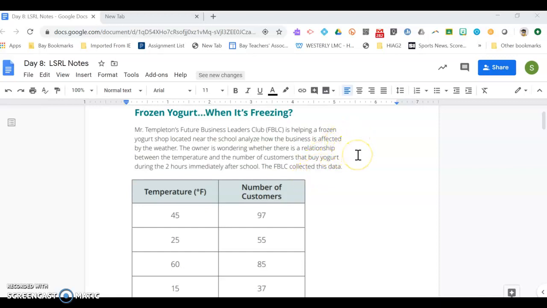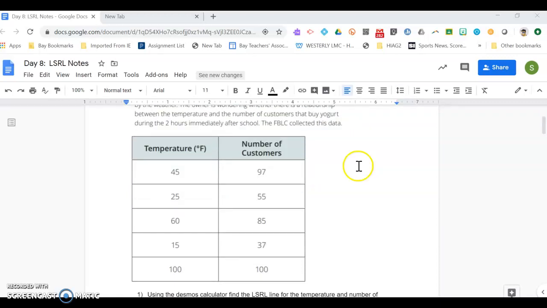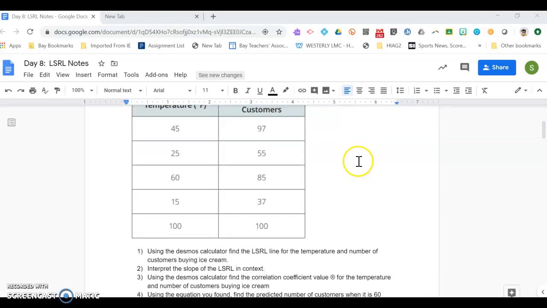The FBLC collected the following data. And what we're going to be doing is trying to figure out, all right, could I predict the number of customers based off the temperature? So we're going to be using a calculator on Desmos to help us find the least squares regression line so we can predict that. Then we're going to try to answer the following questions afterwards, after we find out what the equation is.